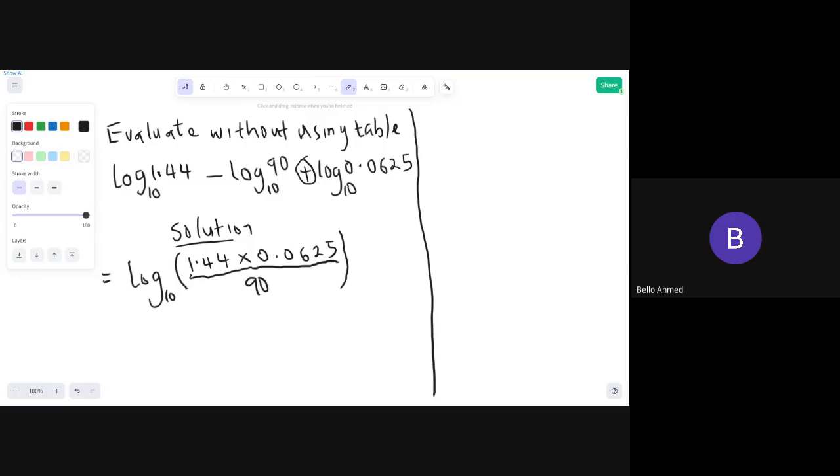Now, this is going to give us what? And don't forget, everything is base 10, just a single base 10, because all of them are the same base, just like the way we used to apply the law of logarithm. So now I'm going to have logarithm of what? When you multiply 1.44 times 0.0625, and then divide your answer by 90, what you are going to have is 0. what?